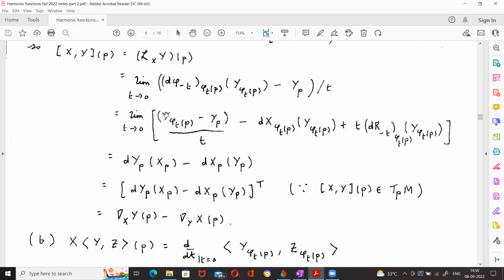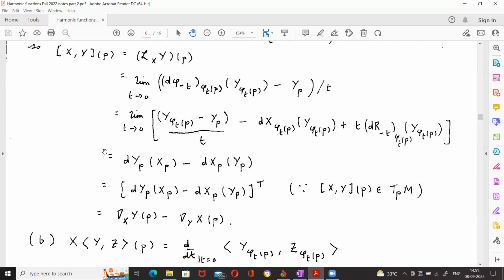Well, this term here, y at phi t of p minus y at p divided by t. This phi t at p is the integral curve of x. So the tangent vector to this curve at p is just x at p. So this is the derivative of y in the direction of x, so this will be dy at p applied to x of p. This first term, minus this second term: when t tends to 0, phi t of p just converges to p, and y at phi t of p converges to y at p. So this second term converges to minus dx at p applied to y of p.